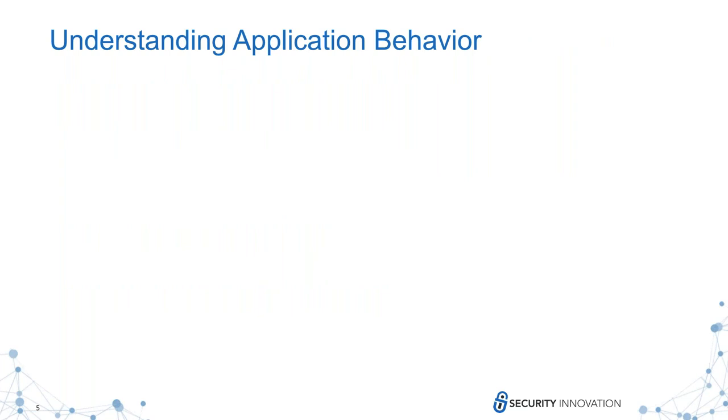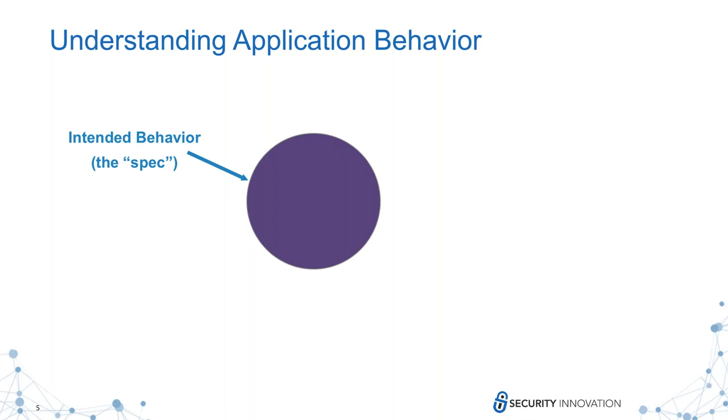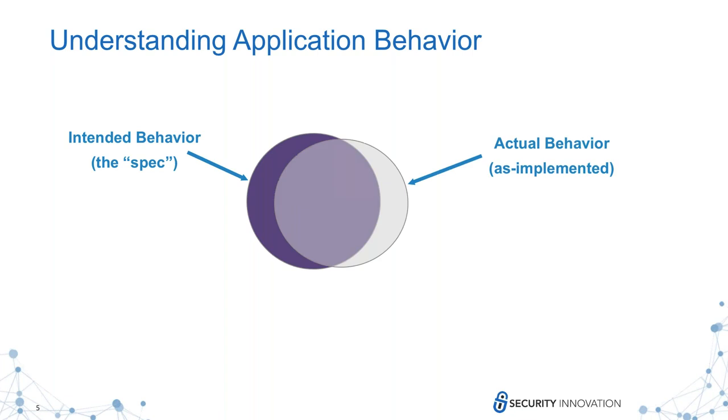So let's take a look at application behavior. This is the intended behavior. This is the specification. This is what we want it to do. When the software is implemented, this is the actual behavior. This is what it does. So hopefully we get as much of that purple circle to line up with the translucent circle, but in practice we find that that rarely happens.